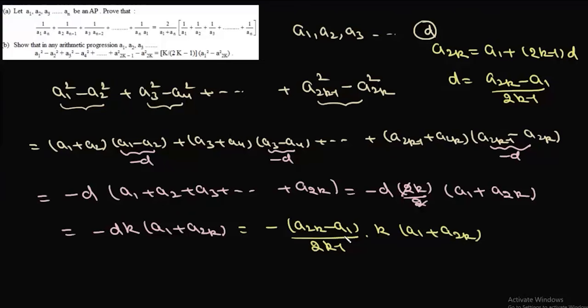Now we'll take this minus sign here, then it will be (A plus B) into (A minus B), which is k upon (2k minus 1) into (A1 square minus A2k square), which is what we need to prove in this question.